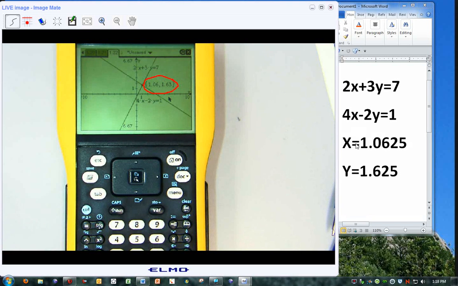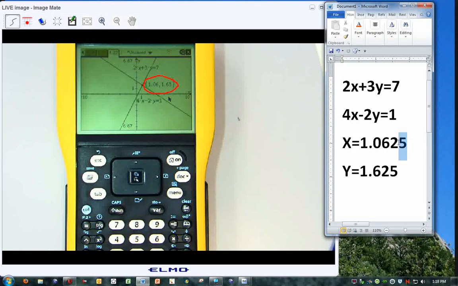And now if we look over here, our x value was 1.0625. It gave us 1.06 because it only goes to 2 decimal places. So it only gave us this part right there. And this one only gave us this part right there. It rounded up to 1.63. So it got us the same solution.